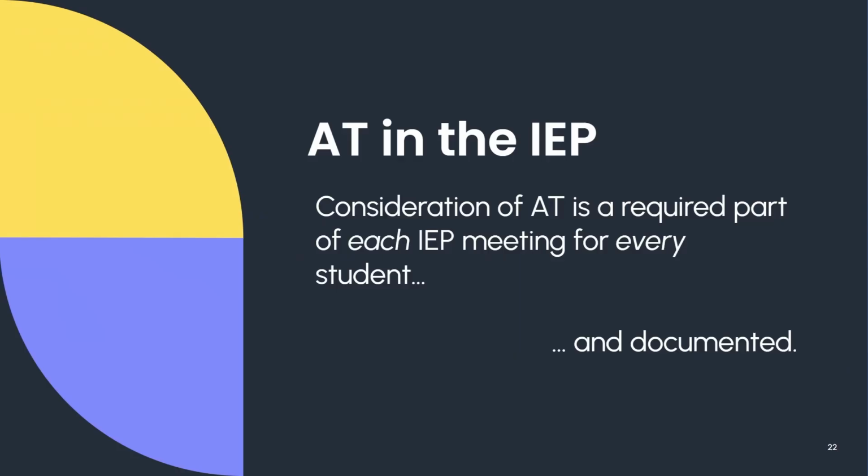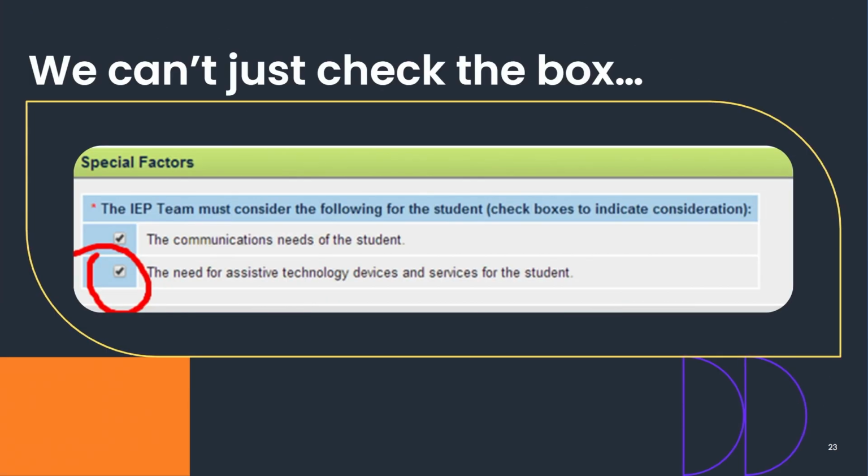As we know, IDEA mandates that assistive technology be considered at every single IEP for each and every student, right? It also has to be documented throughout the IEP. Here in Wayne County, many of our schools use MyStar for their IEP systems, and this might be what it looks like on that first page under special factors. Here it says the IEP team must consider the following for the student. Check boxes to indicate consideration, right? So communication needs of the student, check. The need of assistive technology devices and services for the student, check.